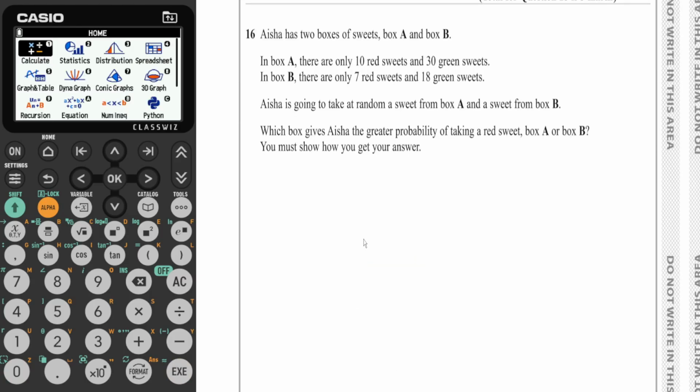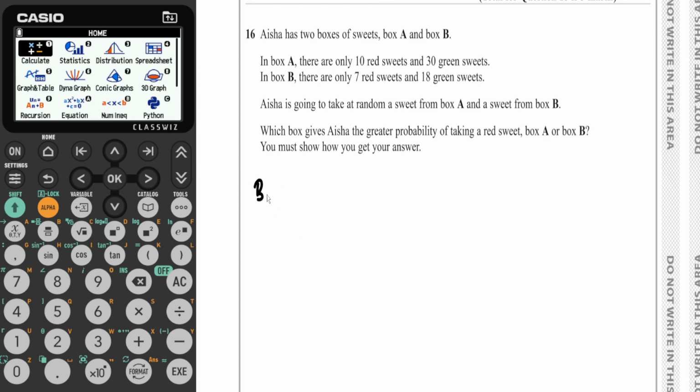Question number 16. Aisha has 2 boxes of sweets, box A and box B. In box A there are only 10 red sweets and 30 green sweets. In box B there are only 7 red sweets and 18 green sweets. Aisha is going to take at random a sweet from box A and a sweet from box B. Which box gives Aisha the greater probability of taking a red sweet, box A or box B? You must show how you get your answer.